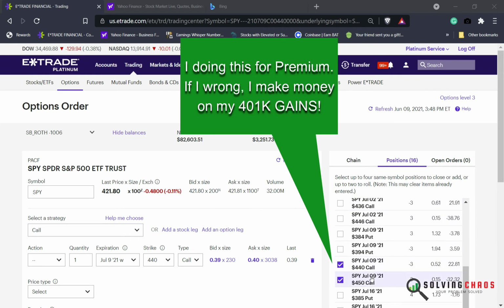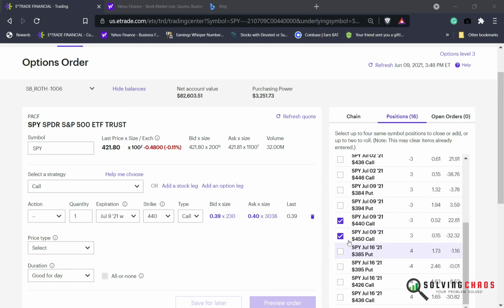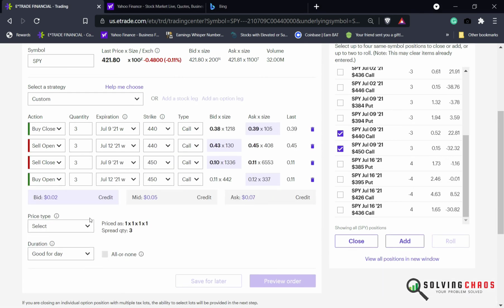I may lower it because I do think 440 is kind of safe still. I don't think it's going to get tested. So this one's already at a 426. I already have that as a higher risk, but I may lower this one, collect some premium here. So I think that's what I'm going to do. Hit the roll button. Remember, each one is a separate trade.